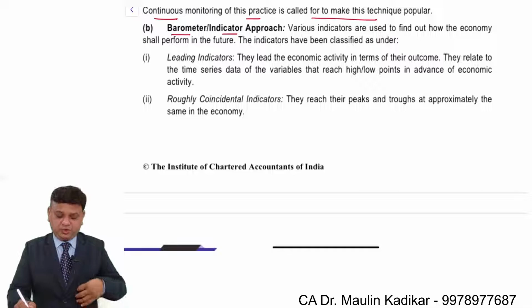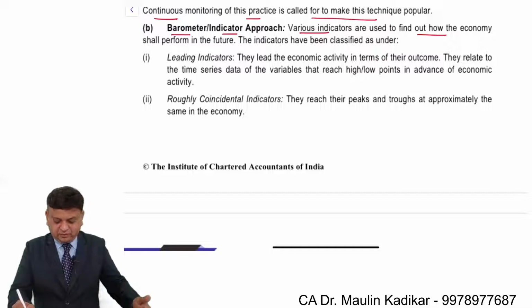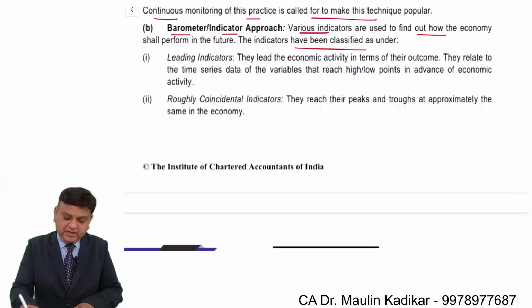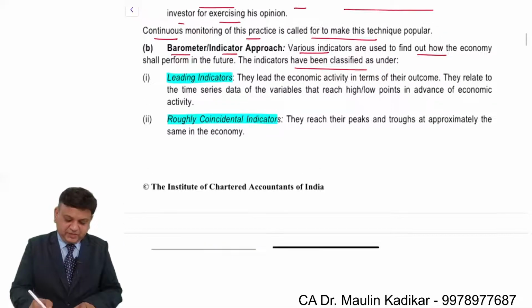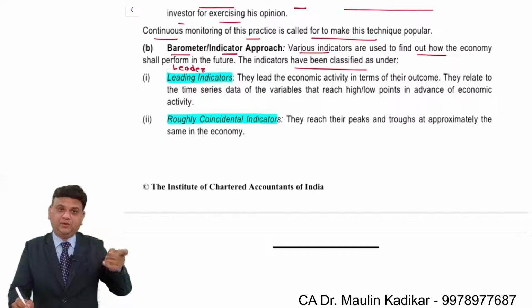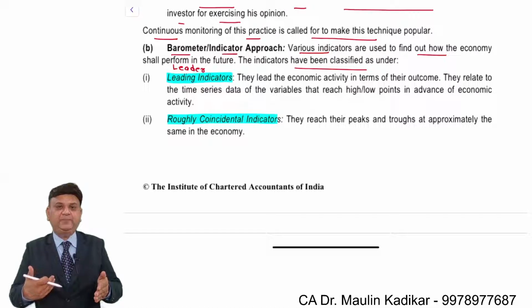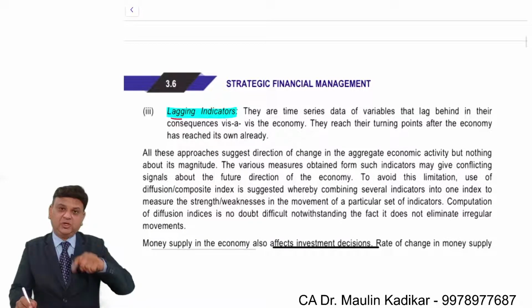Barometer or indicator approach. Various indicators are used to find out how the economy shall perform in the future. The indicators are classified as leading indicators, roughly coincidental indicators, and lagging indicators. Leading stands for leader, so we come to know before. Because of these indicators, you take some actions prior. Coincidentally, you did something, so that happened to be a good business opportunity. Lagging means later on you come to know.